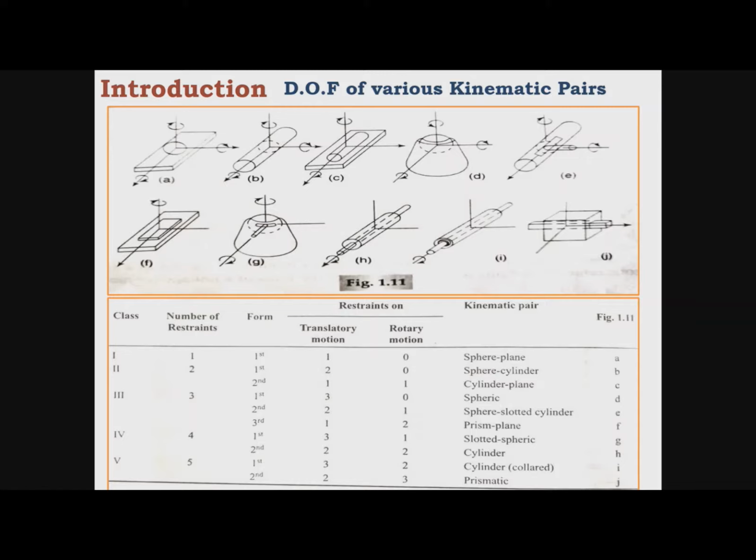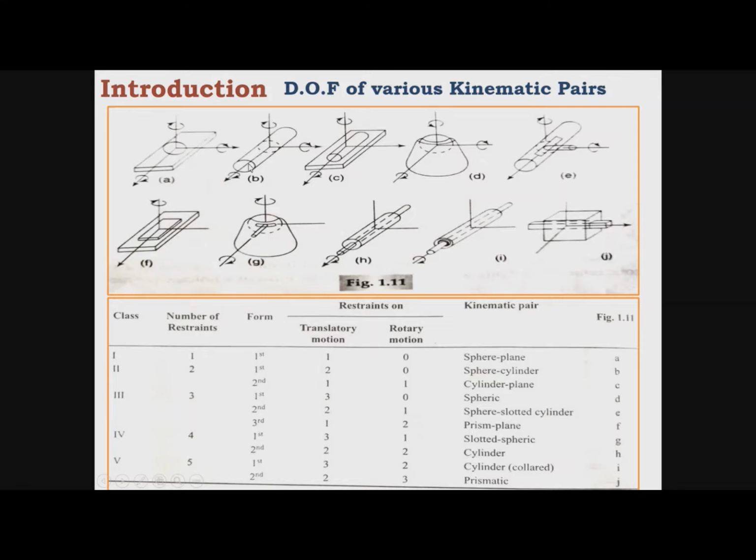Degrees of freedom of various kinematic pairs. In figure A, we have a pair of sphere and plane. So this sphere can translate in two directions and it can rotate in 3 directions. But the translation in the Z direction is restricted. So translatory motion is restricted. This falls under class 1 category of kinematic pairs.